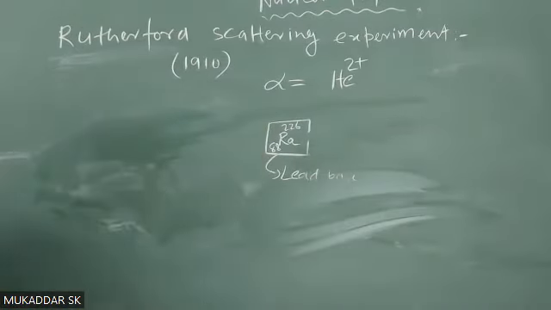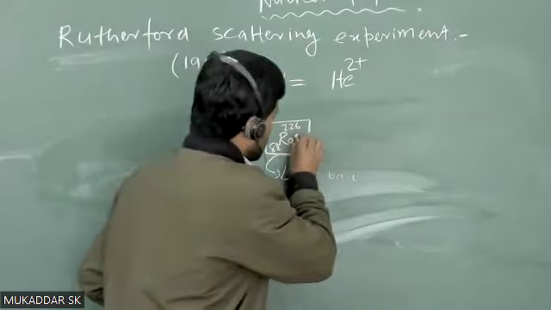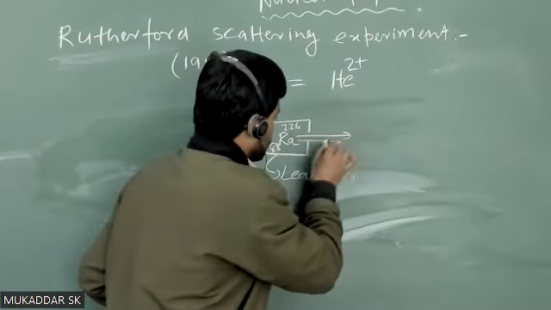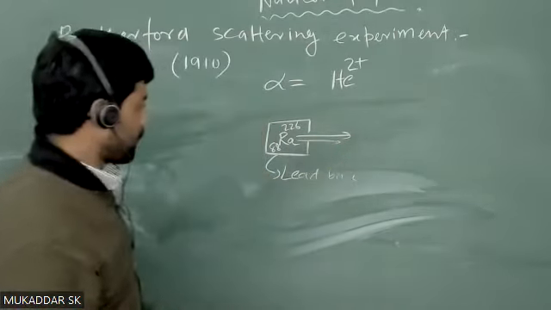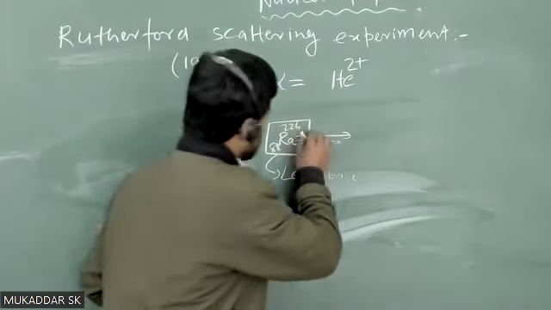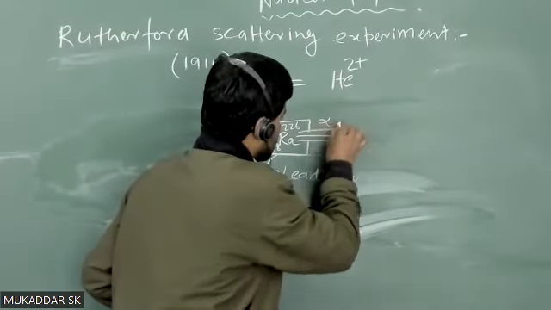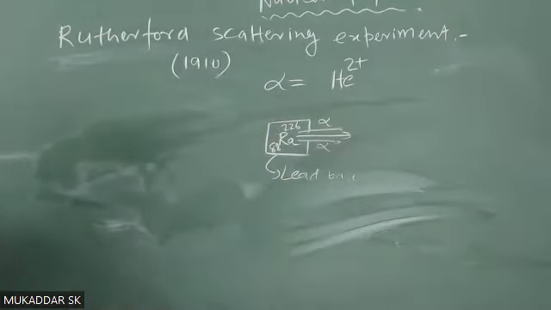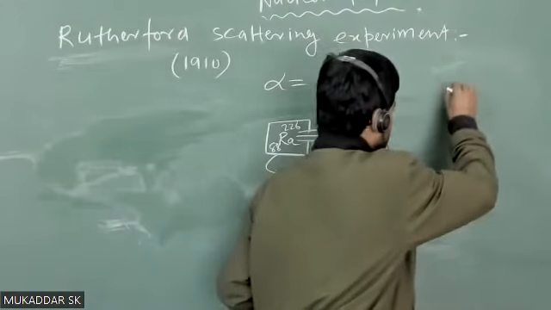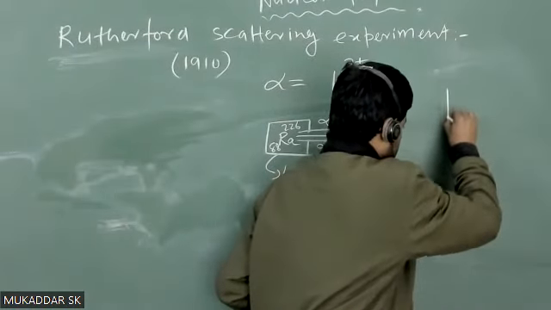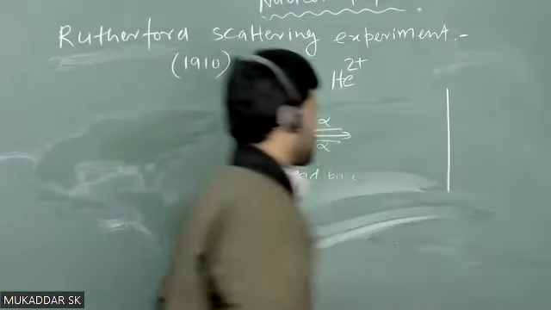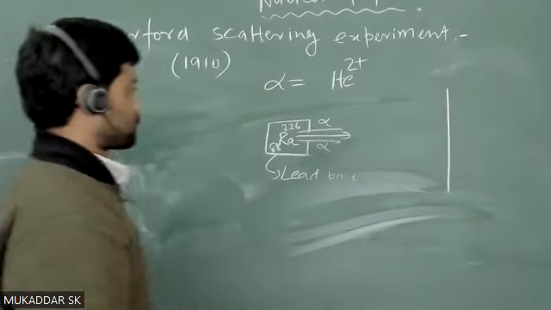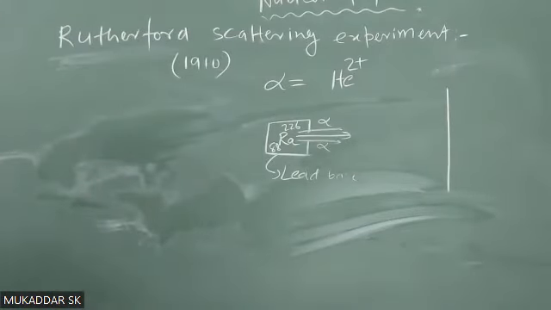So this source is emitting alpha particles, and there is a slight hole in the box, so the alpha particle is actually emerging from the box, and he has used a very thin gold foil. The alpha particle here means helium-2 plus. Yes, alpha particle means helium-2 plus.